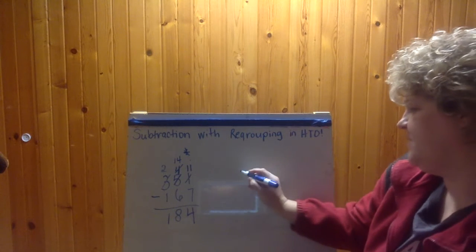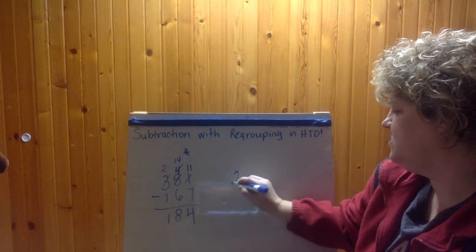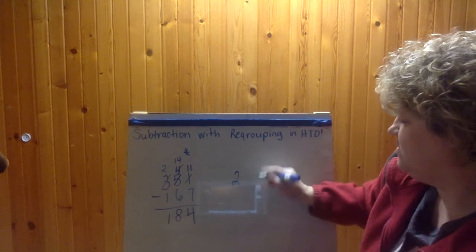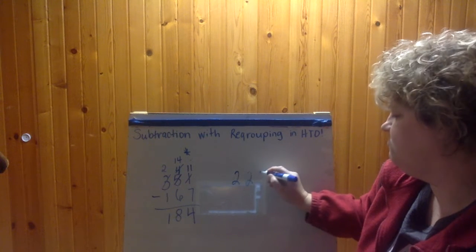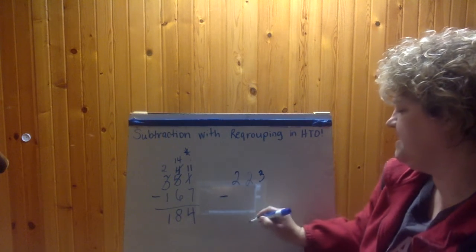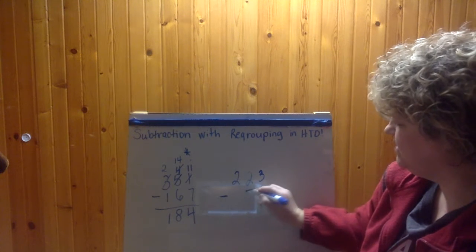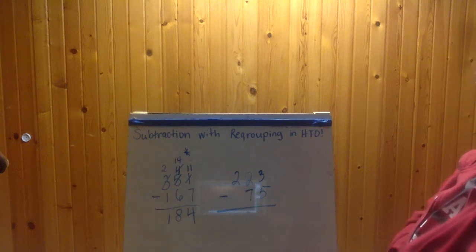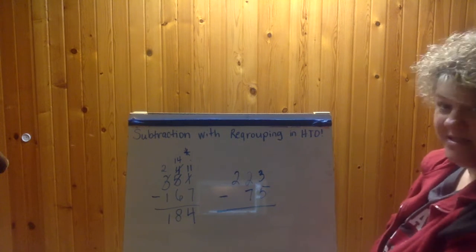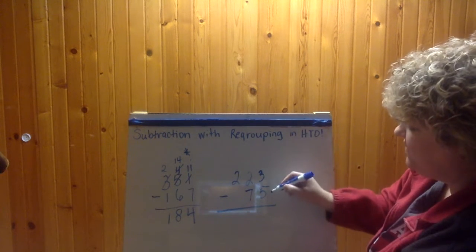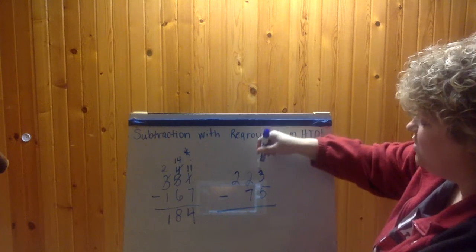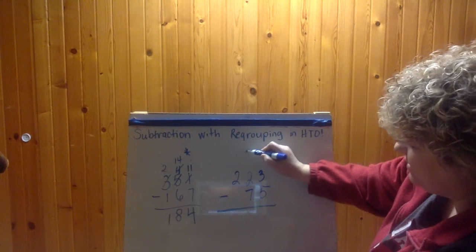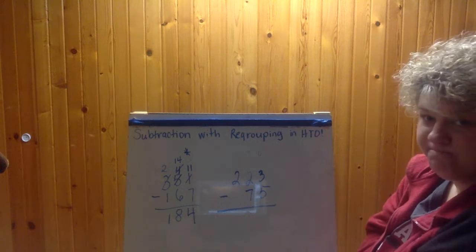Okay, let's do another one. Let's do 223 minus, let's do 75. Okay? All right, so again, we always start in the ones place. So 3 minus 5, that's not possible. So we're going to go over to our tens place. Remember, if you need to, write your hundreds, tens, and ones.